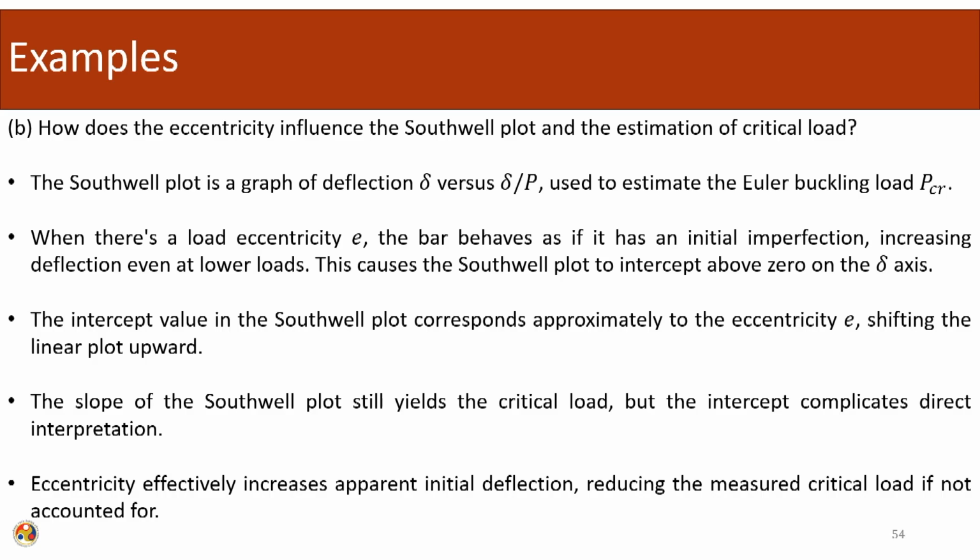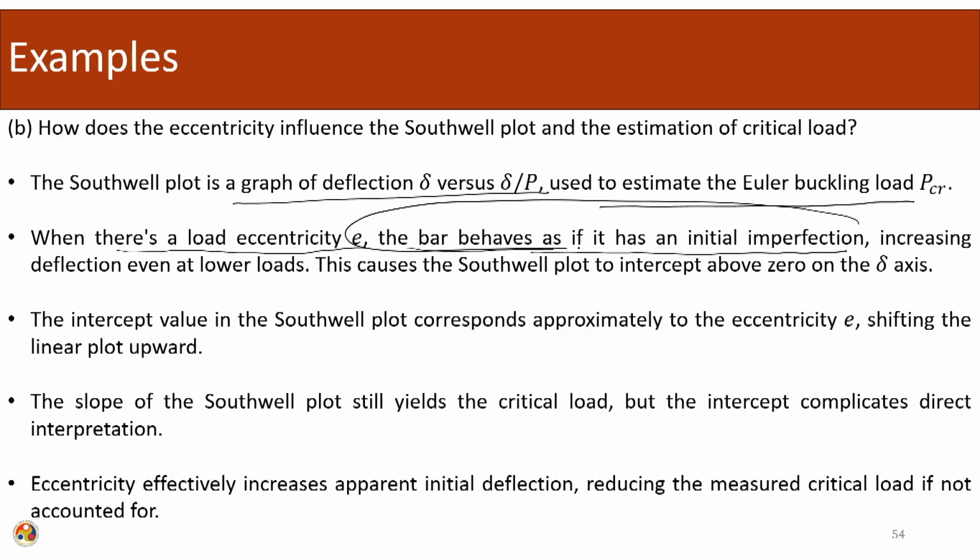The Southwell plot is a graph of deflection delta versus delta over P, and it is used to estimate the Euler buckling load PCR. When there is a load eccentricity E, the bar behaves as if it has an initial imperfection. So, this can be approximated by an initial imperfection case also, and as we have seen earlier, we can combine both the effects due to the initial imperfections and the eccentricity in a single formulation. So, we can mimic this behavior as the initial imperfection also.